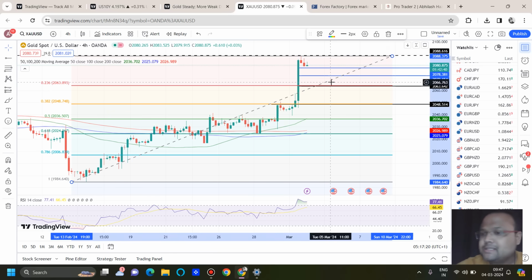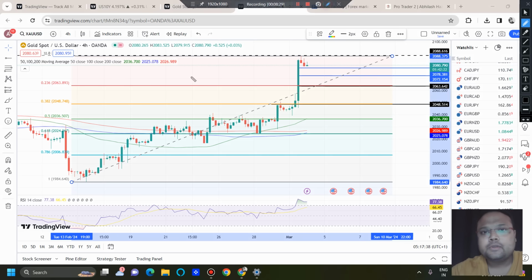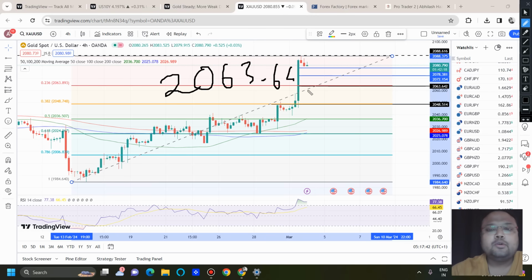We have already discussed in our Saturday video that the first retracement level is around 2063. So the volatility of the market will be playing a very important role here. The first level is from FIBO 0.236. If the market comes to the 2063, 2064 area, we can look for a buy if we see the market taking support, especially during the Asian session and European session.